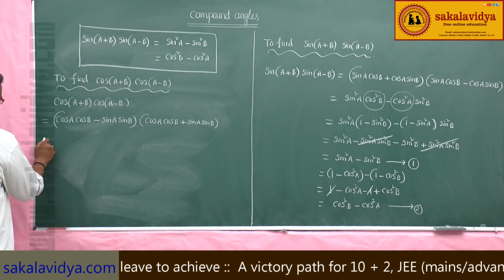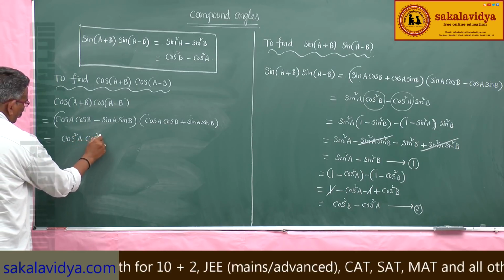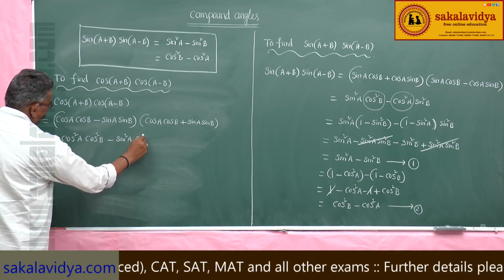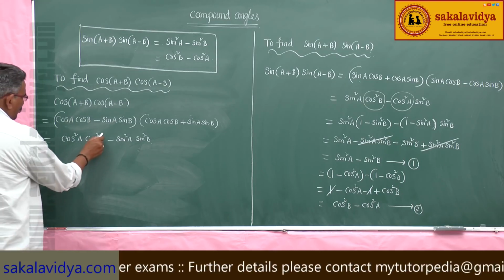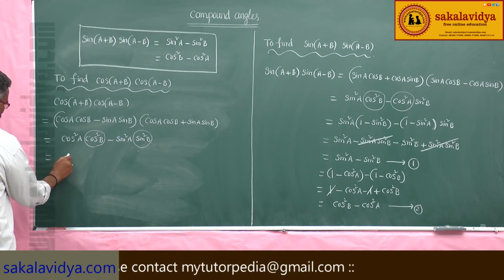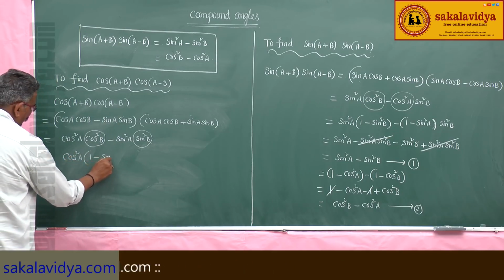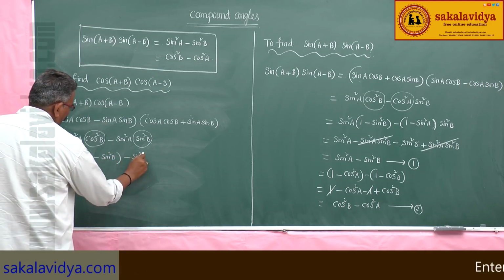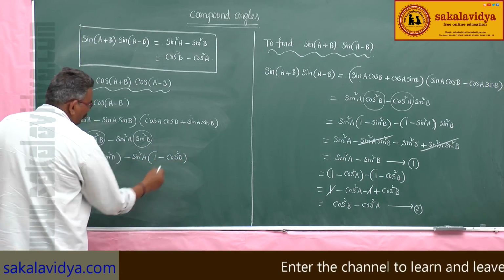Now, we can write this as cos square A cos square B minus sin square A sin square B. Okay. Let us change cos square B in terms of sin square B, and so on in terms of cos. So, we can write cos square A into 1 minus sin square B minus sin square A into 1 minus cos square B. Let us check it.